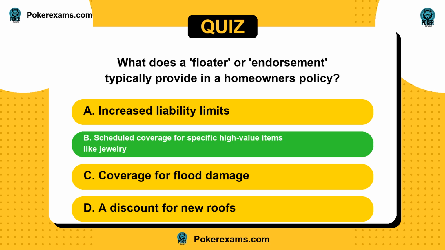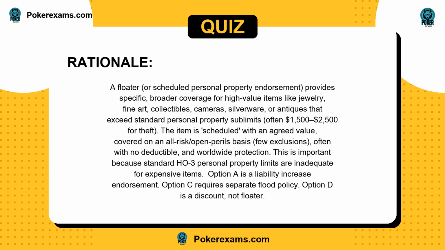The answer is B. A floater, or scheduled personal property endorsement, provides specific, broader coverage for high-value items like jewelry, fine art, collectibles, cameras, silverware, or antiques that exceed standard personal property sublimits, often $1,500 to $2,500 for theft. The item is scheduled with an agreed value, covered on an all-risk/open perils basis, few exclusions, often with no deductible and worldwide protection. This is important because standard HO3 personal property limits are inadequate for expensive items.